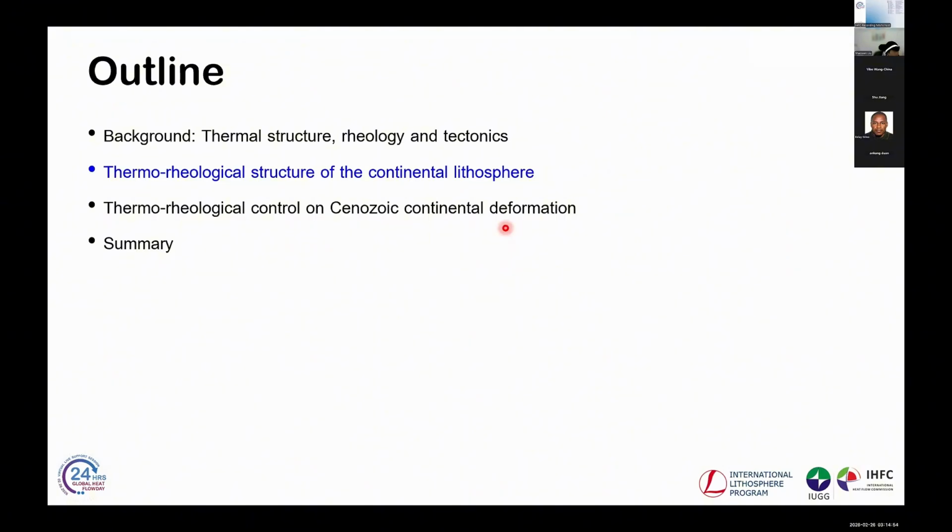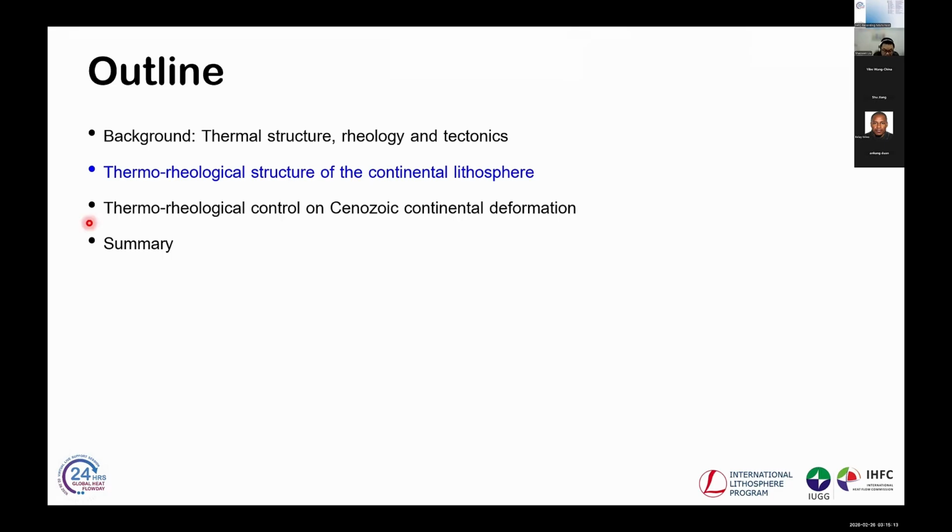So in the first part, I will focus on the relationship between the rheology and the tectonics, while the thermal structure is just a link between them. For the next one, I will focus on the thermal rheology structure of the continental lithosphere.